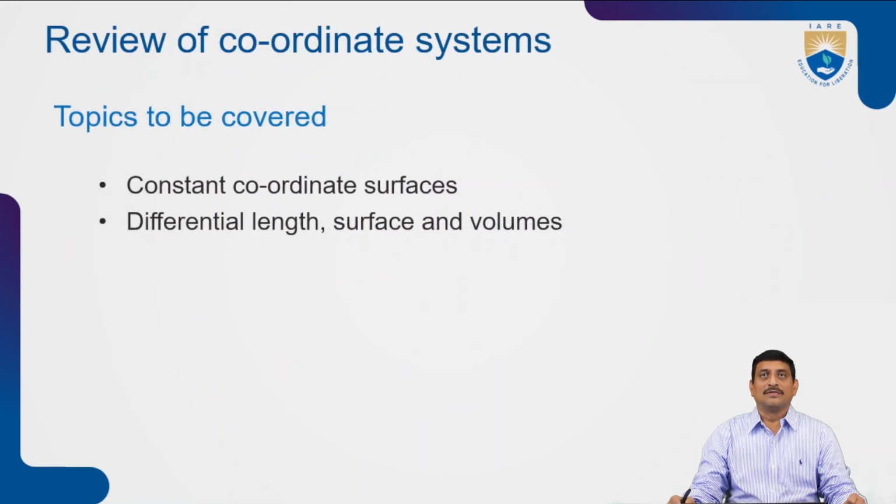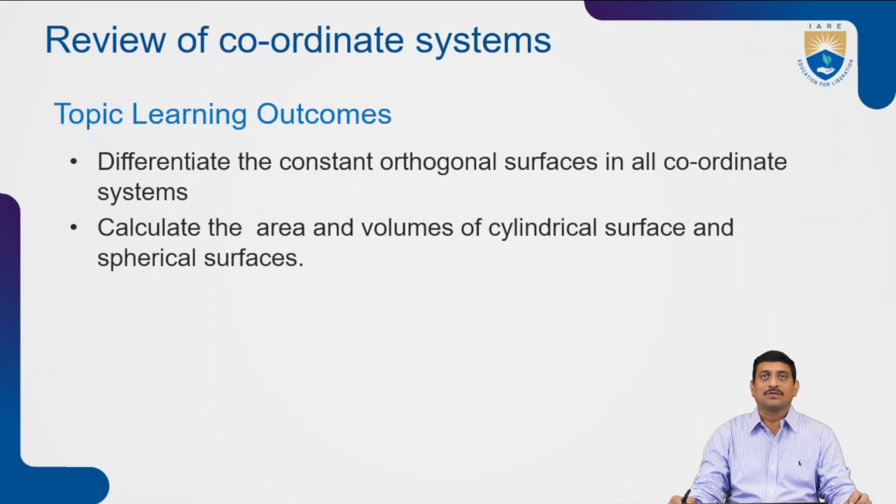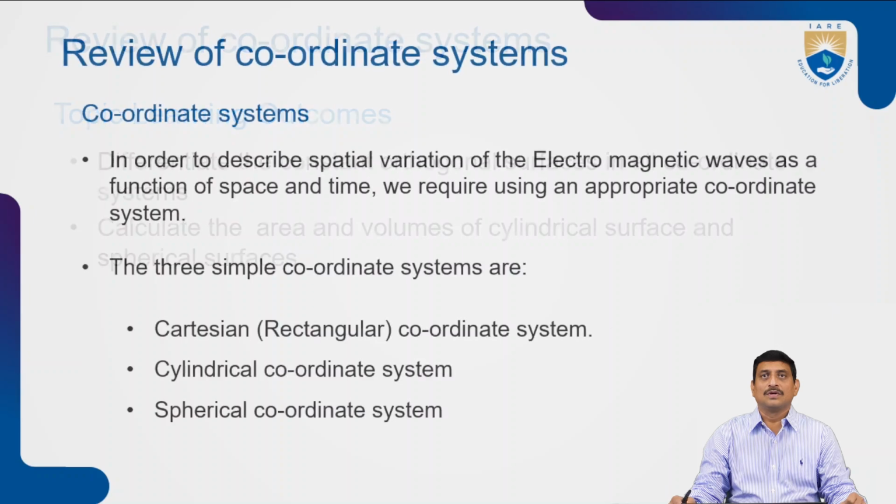In this class, we will go ahead with the constant coordinate surfaces in all these three coordinate systems, and also the differential lengths, differential surfaces and volumes in these three coordinate systems. After completing this, the students will be able to differentiate the orthogonal surfaces with respect to all the coordinate systems, and also calculate the area and volumes of the cylinder and cylindrical surfaces. So we'll go ahead with the coordinate systems.